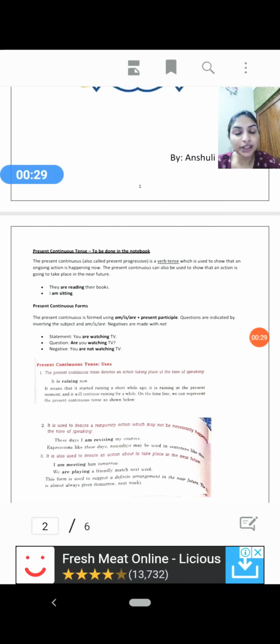Before reading, let me tell you that you have to write down the complete PDF in your notebooks. Whatever I have given in this PDF, you have to write it down in your notebooks as well. So please do not get confused with anything else. You also have to write down the definitions and the exercises given in the PDF.